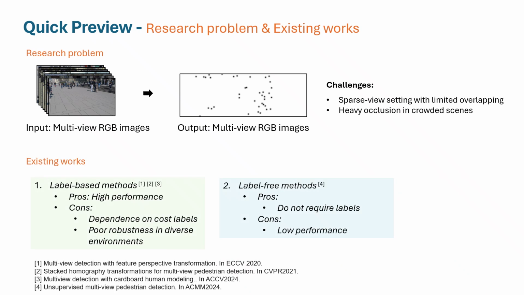Existing methods fall into two categories: label-based methods, which offer accurate localization but require costly annotations, and label-free methods, which lack annotation but perform poorly. We propose a label-free method that matches label-based techniques and sets a new state of the art in label-free pedestrian localization.